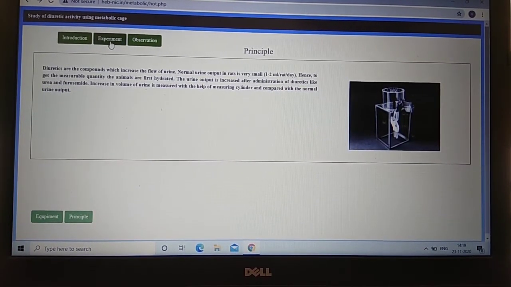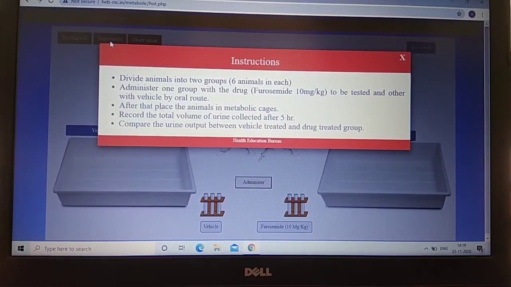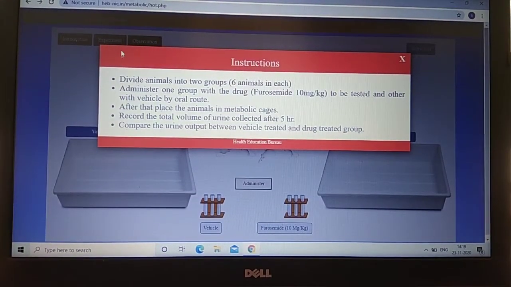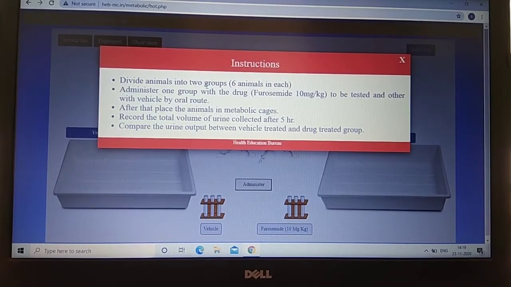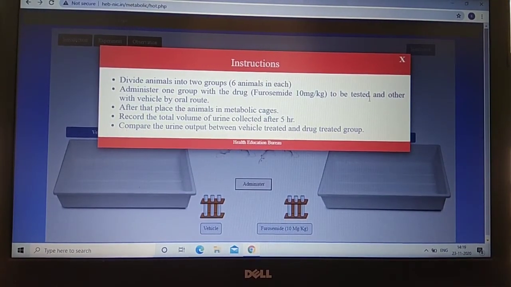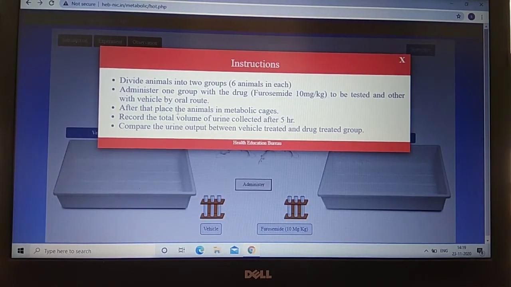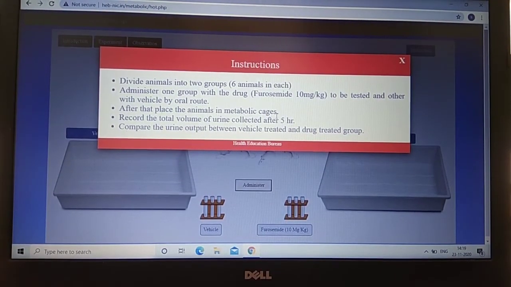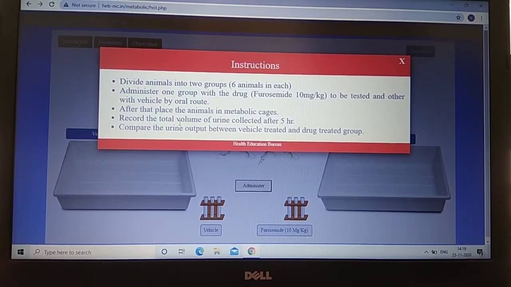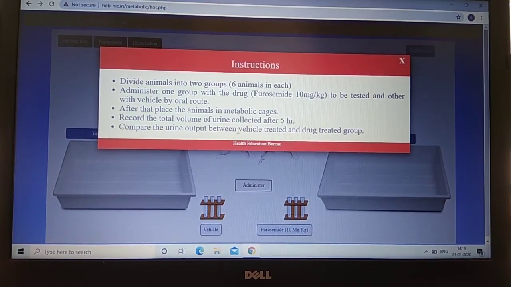So you can see in the experiment part how we are going to perform this particular experiment. First, we need to divide the animals into two groups, 6 animals in each group. Administer one group with the drug to be tested, that is furosemide 10 mg per kg, and the other with vehicle by oral route. After that, place the animals in metabolic cages, record the total volume of urine collected after 5 hours, and compare the urine output between vehicle treated and the drug treated group.